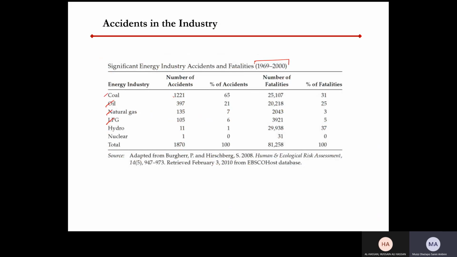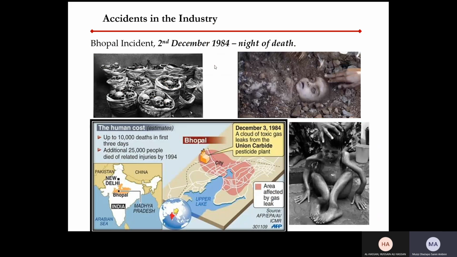So you can see the numbers and percentages of accidents and fatalities. Based on this record, the coal industry has the highest, followed by the oil industry and then the natural gas industry. We also have historical accidents that have laid more emphasis on safety and on risk: oil spills, environmental disasters like what happened in Bhopal in 1984, which is also famously called the Night of Death. You can see some pictures here, bags full of skulls.